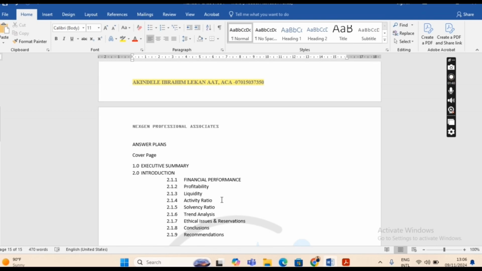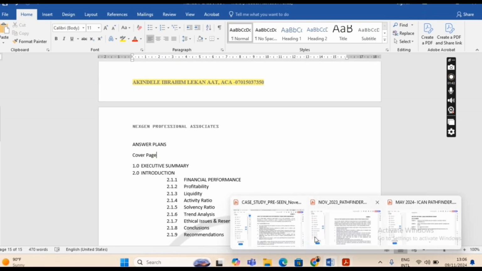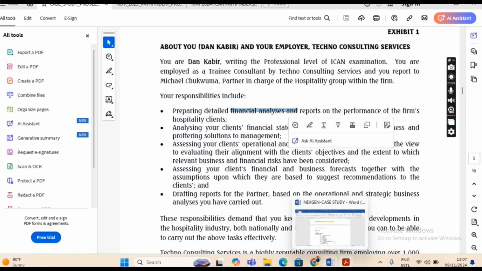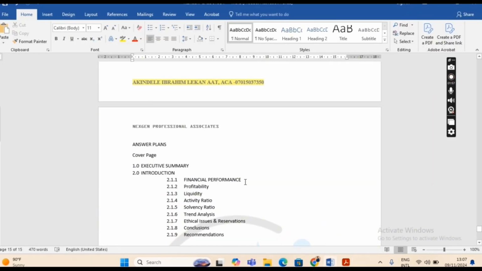The financial performance is talking about, when we read this responsibility, it shows that we should do a financial analysis as well as a business proposal. You can see it here, business financial analysis and also business proposal stated here. So from the first requirement, your financial performance. Now, in this we're not given the ratios to use. For the purpose of this class, we are assuming that we have to calculate profitability ratio, liquidity ratio, activity ratio, solvency ratio, and trend analysis.